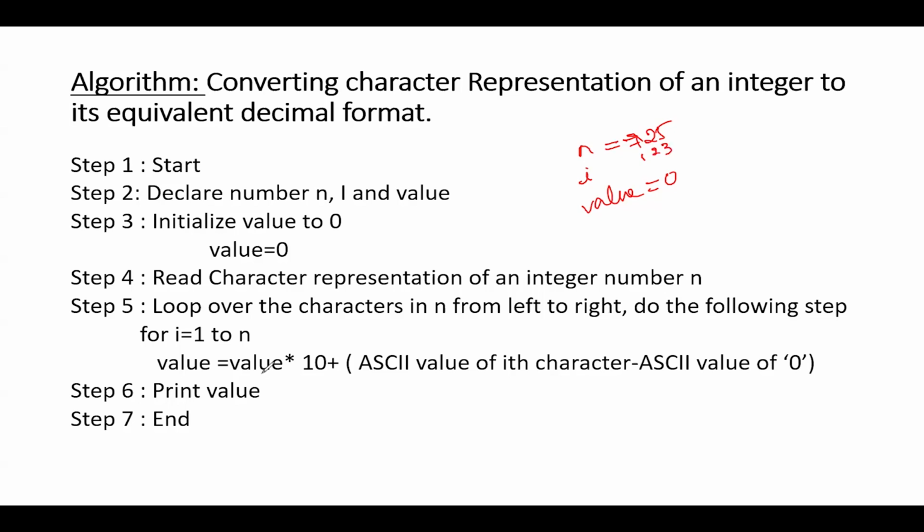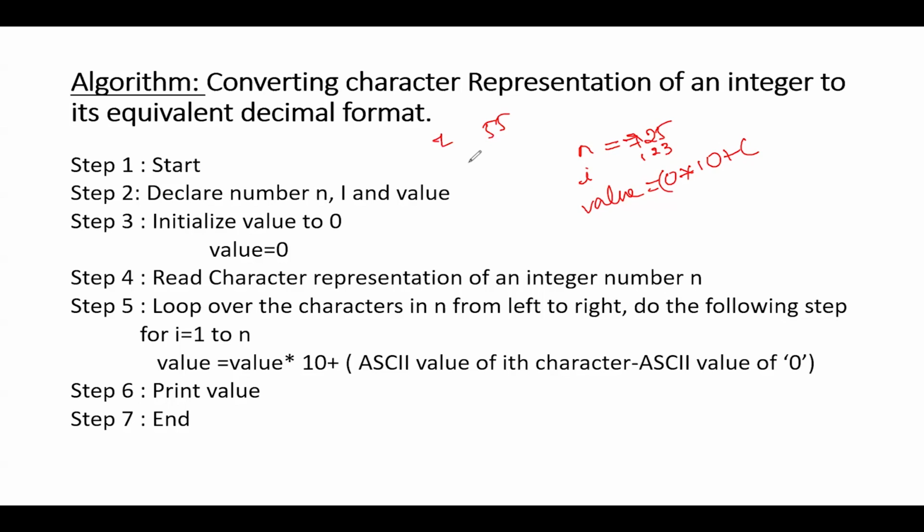So value is equal to value into 10. Value I have as 0, so initially when I do this, it will be 0 itself. And then I will say value is equal to value into 10 plus the ASCII value of the ith character. So initially the ith character is nothing but 7. So the ASCII value of 7, as I told you before, let me just write, is 55.